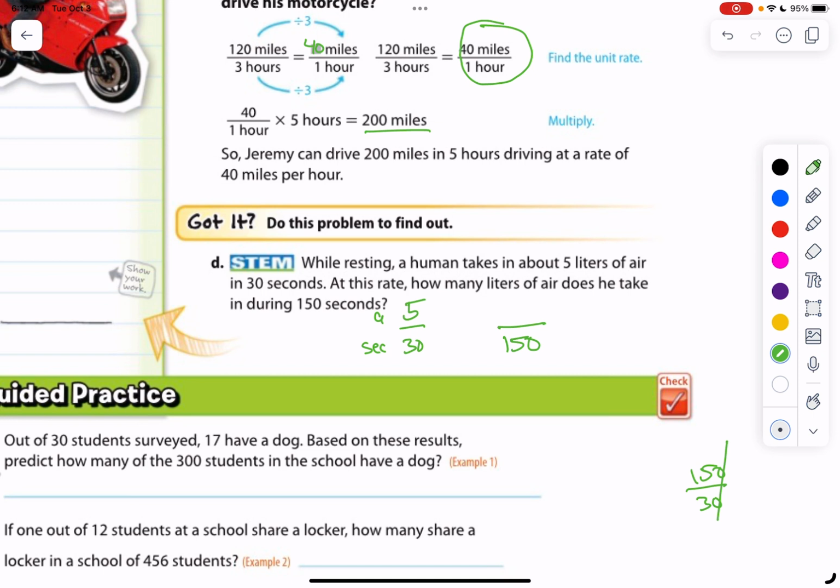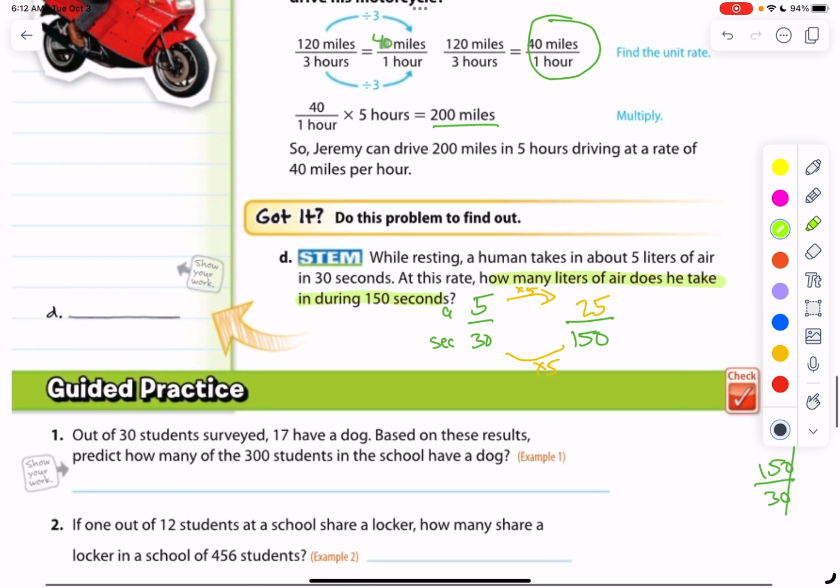So 30 times 5 equals 150. All right, so what's 5 times 5? That would be 25. So what was the question? How many liters of air does he take in 150 seconds? Well, that would be 25 liters of air. All right, guys, your turn. Let me know if you have any questions.